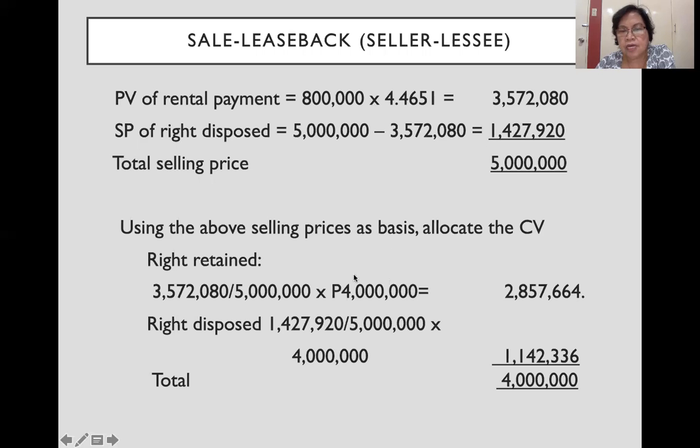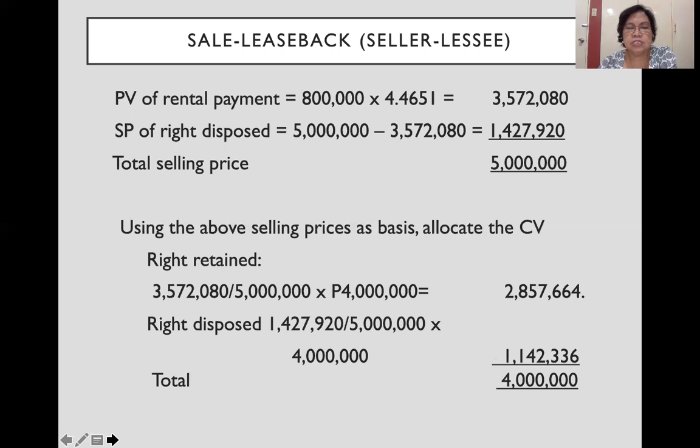So the carrying value of the underlying asset is 4 million. To arrive at its estimated carrying value, that is 3,572,080 divided by total selling price of 5 million, which is the fair value, times 4 million. So that is 2,857,664. So 4 million minus 2,857,664 is 1,142,336, which is the same as the proportion of the selling price of the right disposed of to the total selling price multiplied by the carrying value of 4 million.